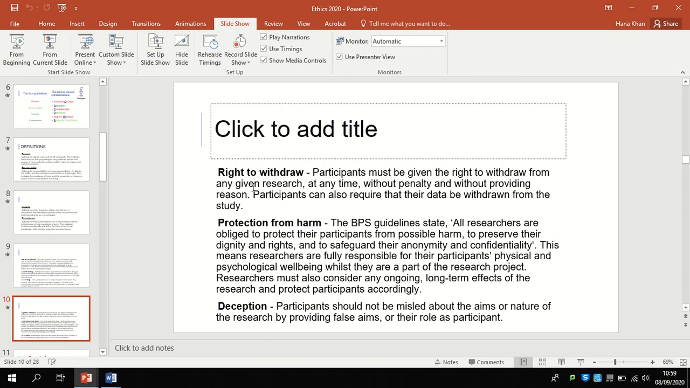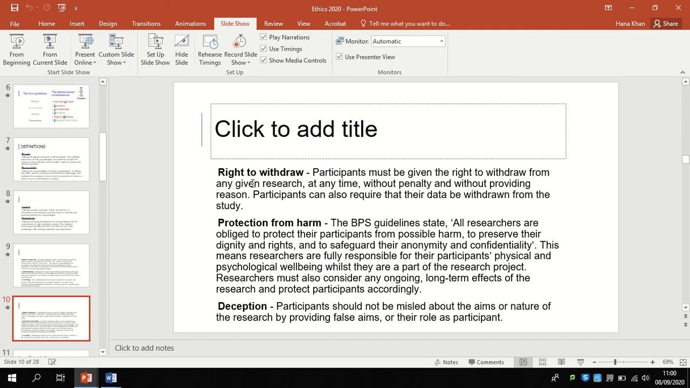Then we have the right to withdraw. This is kind of what it says on the tin, which is participants must be given the right to withdraw at any time of the experiment, at any time of the research, without any penalties or without providing reason. Participants can also require that their data be withdrawn from the study if they wish to at the end of the study. So if someone wants to leave the study, they should be able to at any time, and that's what the right to withdraw is.